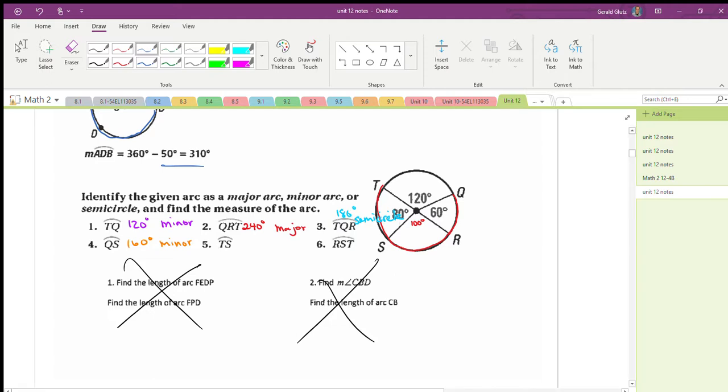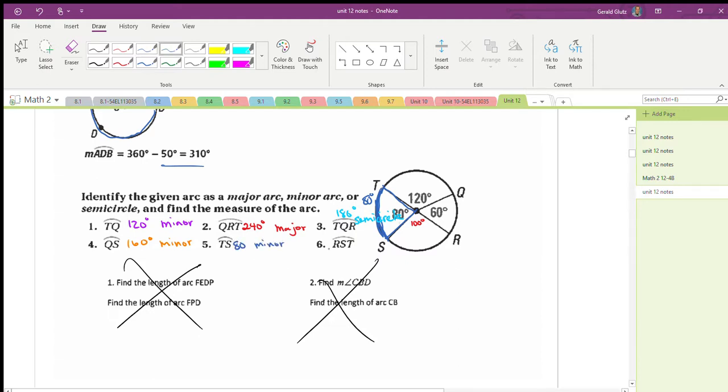TS. So from T to S, so again, whenever there's 2 letters, just always go the shortest way. So it's always going to be a minor arc. Or it could be semicircle, I guess. Since this central angle right here is 80 degrees, and it intercepts this arc right here, this blue arc. So see how it's kind of like going out, forms this angle, and then intercepts this blue part. That means that blue part is 80 degrees. So it'll be a minor arc.